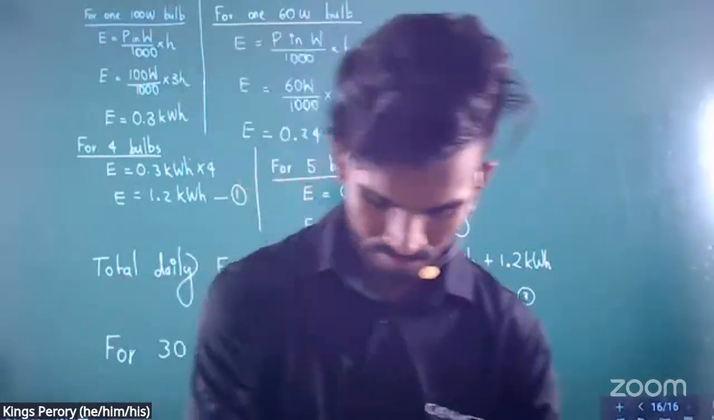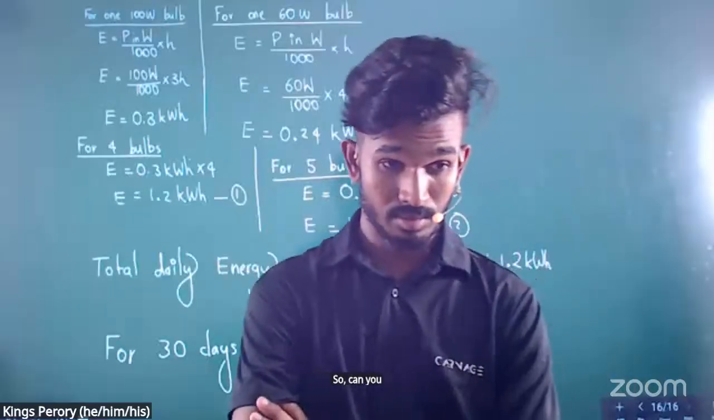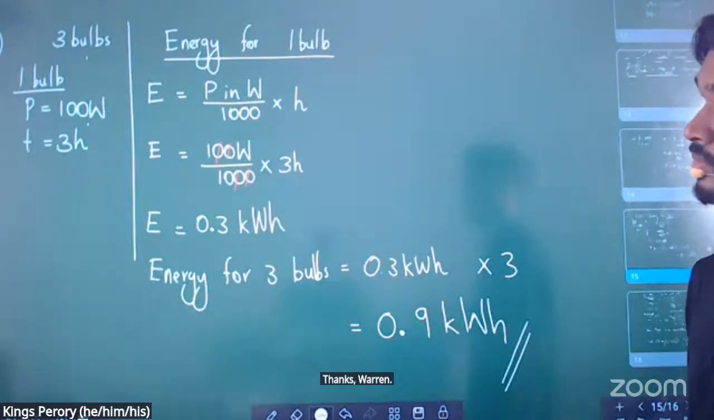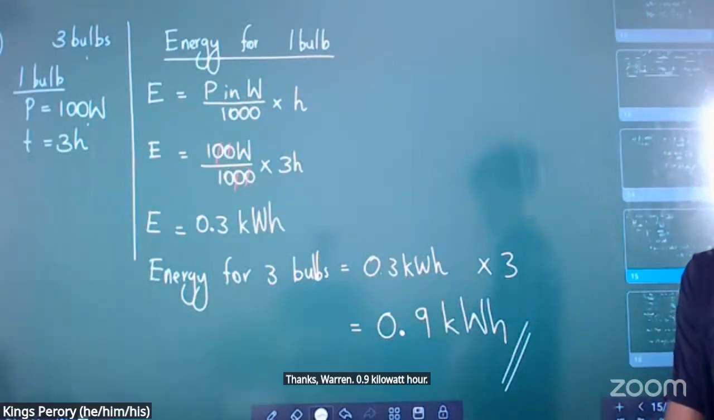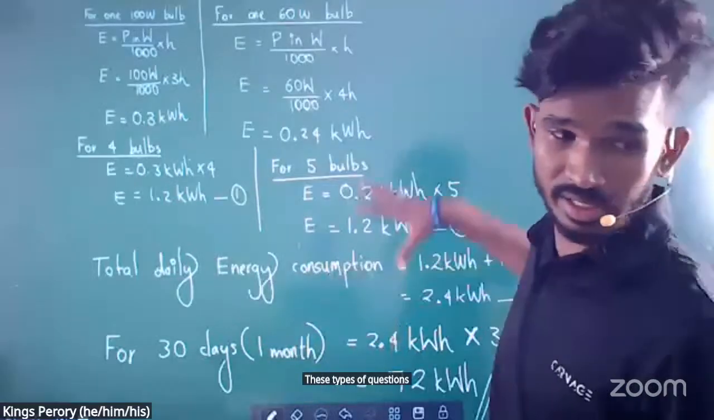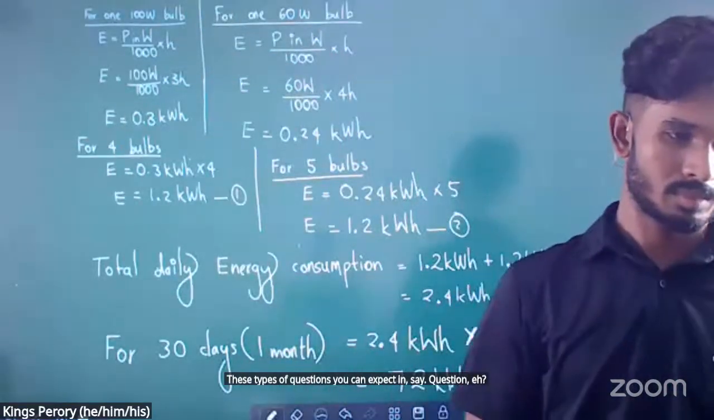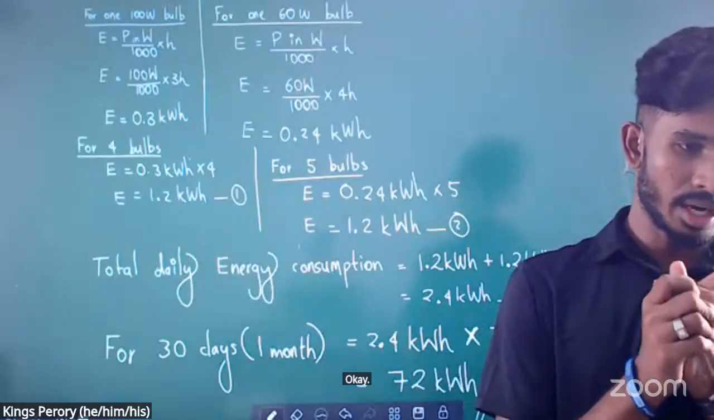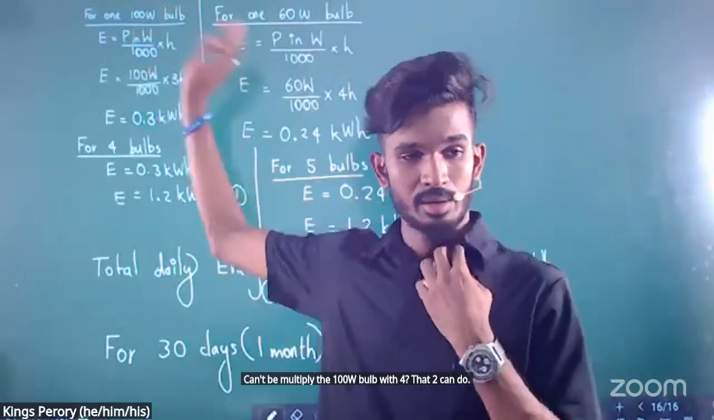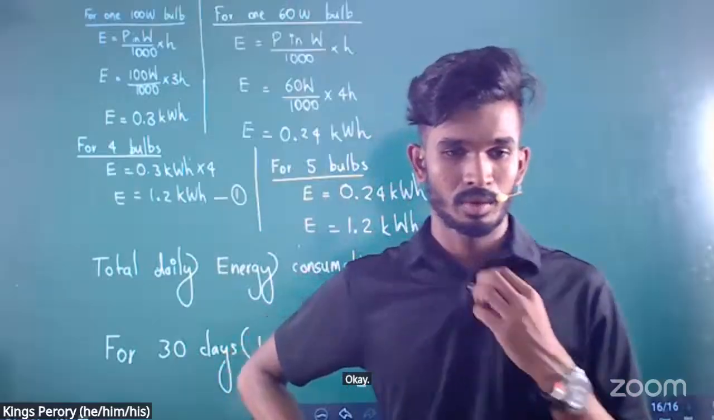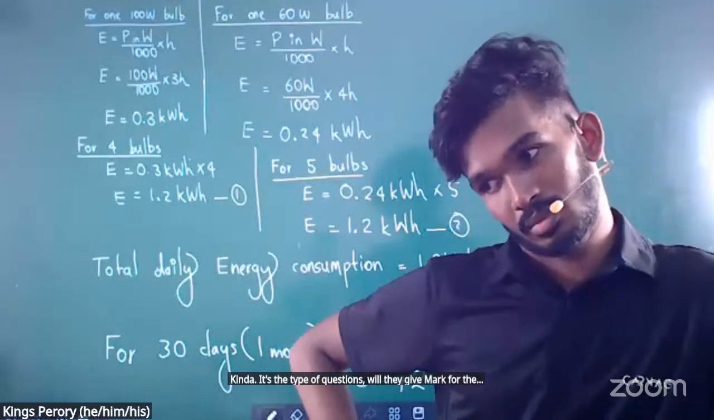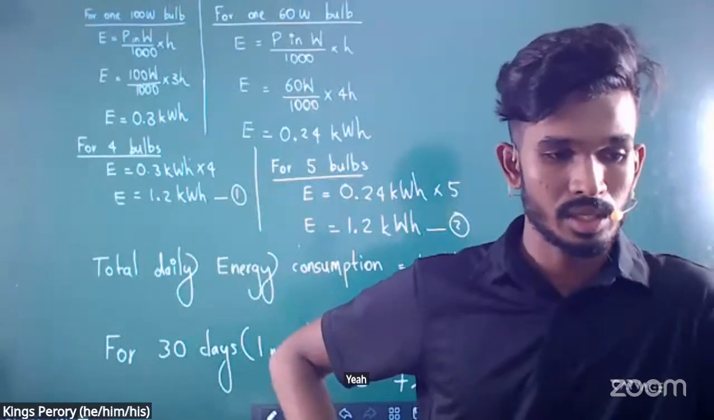Okay. Can you show the final answer for the second one? 0.9 kilowatt hour. Okay, sir. These types of questions you can expect in essay questions. Can't we multiply the 100-watt bulb with 4? That you can do. You can multiply that 100 by 4 and find the final answer. In the essay type questions, will they give marks for the workings? Yeah, working is a must.